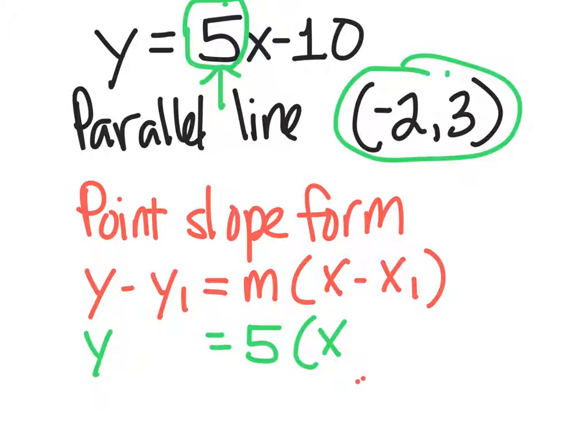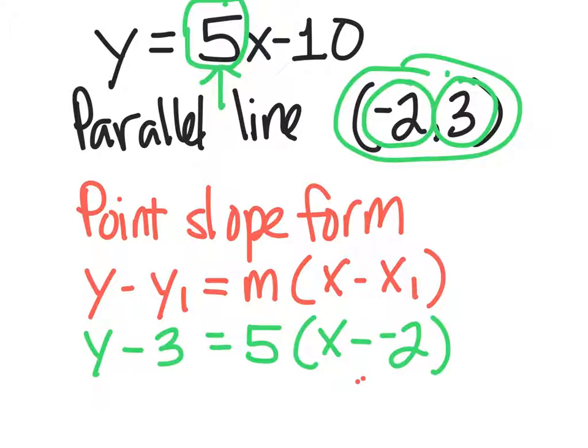Now, for my x value, I've got negative 2 right here. So I'm going to slide that in right here where the x1 is. And for y, I've got 3. So I'm going to put that right where y1 is. And this is half the battle. Once you get this far, you are in pretty good shape.